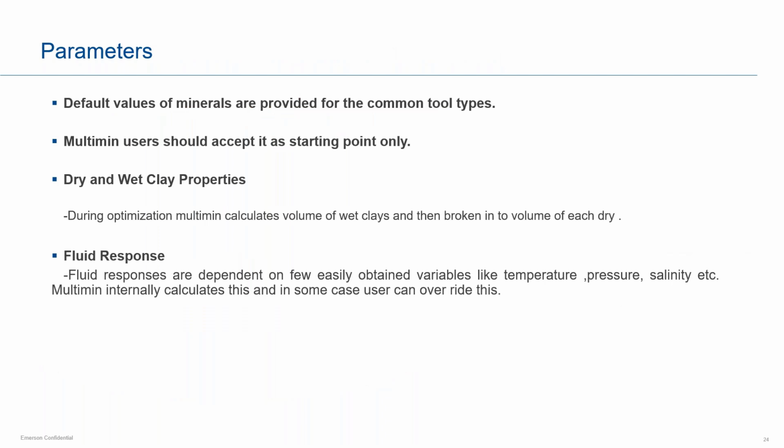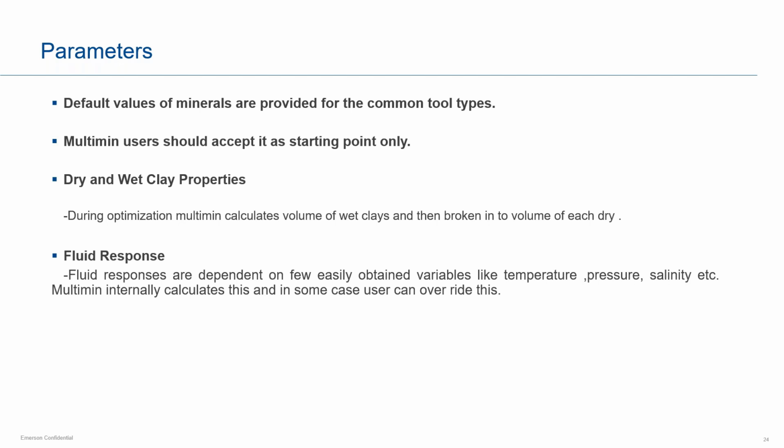In these response equations, we have to incorporate the parameters. Parameters mean the individual properties of minerals and fluids. Default values of minerals are provided for the common tool types in the Geolog Multimin model. A Multimin user can accept them as a starting point. Regarding the clay properties, which include both dry and wet clay, during the optimization Multimin calculates the volume of wet clay, and then it is broken down to the volume of each dry clay. The clay bound water is the sum of the bound water for individual clay minerals.